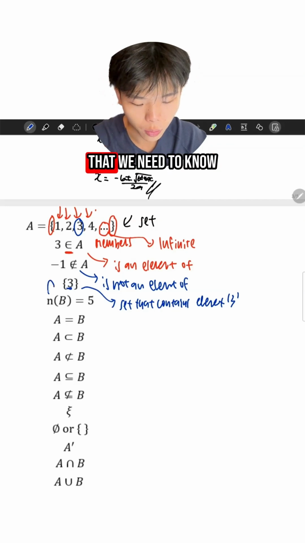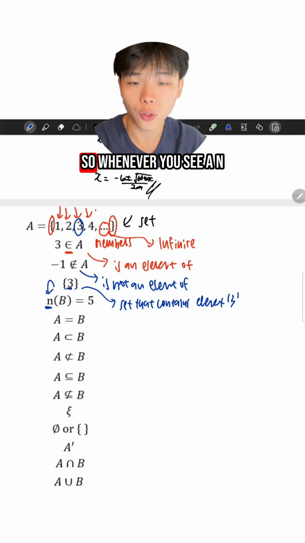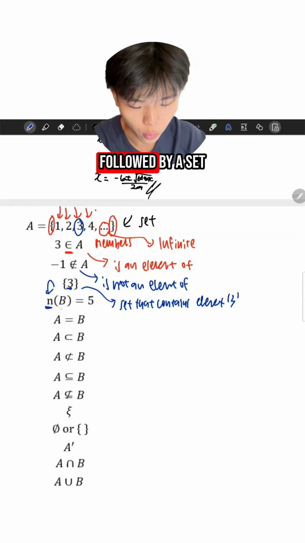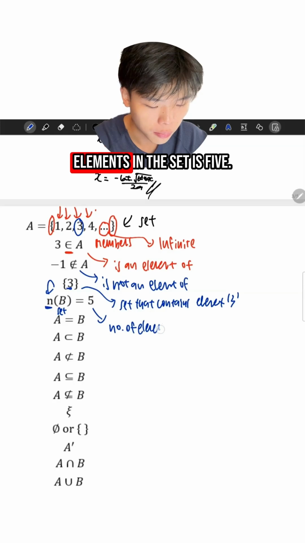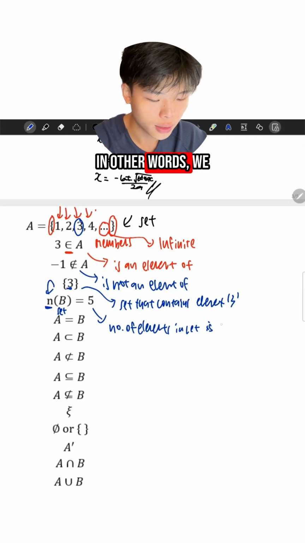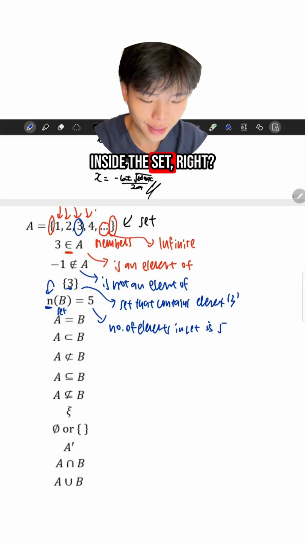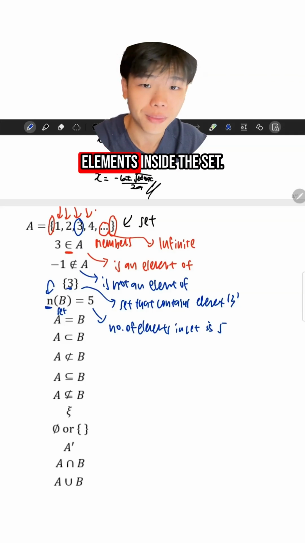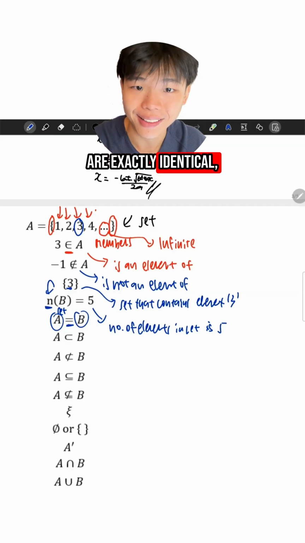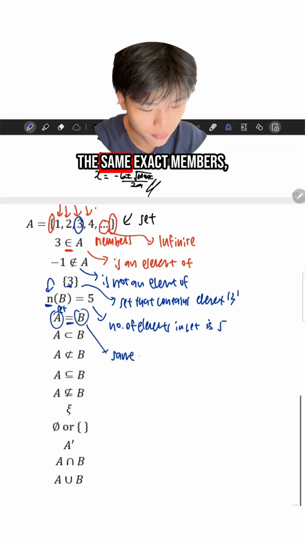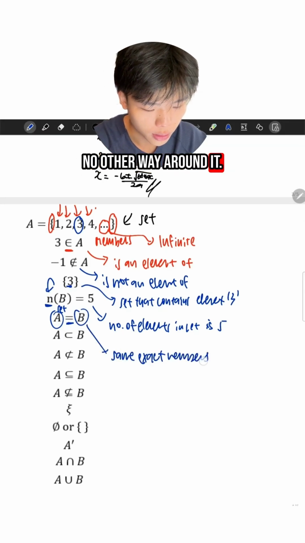Now, the next symbol that we need to know in this chapter is this symbol over here. Whenever you see an n followed by a bracket followed by a set inside, this means the number of elements. So the number of elements in the set is 5. In other words, we have 5 members inside the set, right? So n bracket means the number of elements inside the set. Next, when we see equals, that means these two sets are exactly identical. So they have the same exact members, no other way around it, same exact members.